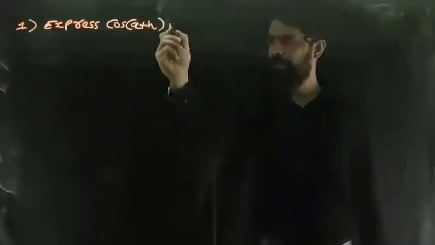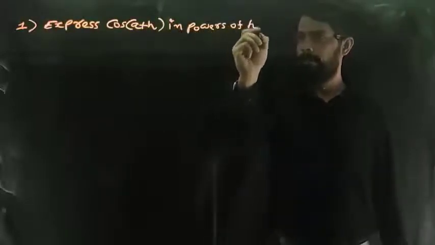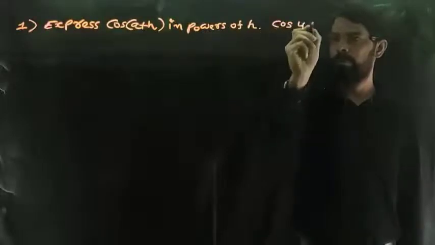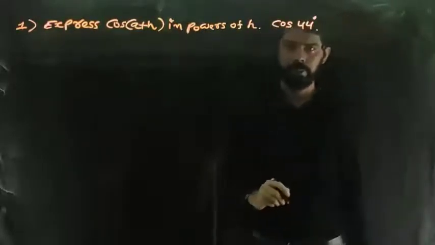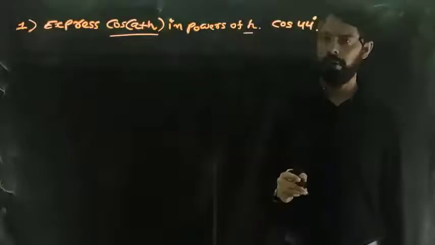Now let us discuss an example related to a function which is of the a plus h type. Express cos(a + h) in powers of h and hence find the value of cos 44 degrees. So here first of all we will have to express this function in powers of h.